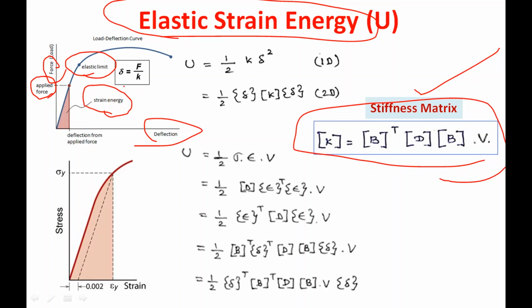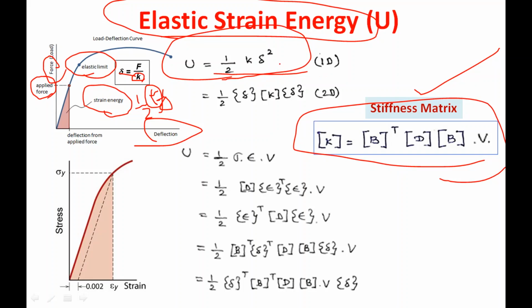Now how is the strain energy expressed in the load deflection curve? This is a triangular area, so we can write U equals half into F into deflection, half F delta. F can be replaced by K, the stiffness of the material. K is nothing but stiffness, F by delta. Replacing F in terms of K, we get K into delta as the F. So finally U will become half into K into delta square. This is the expression for the one dimensional problem.